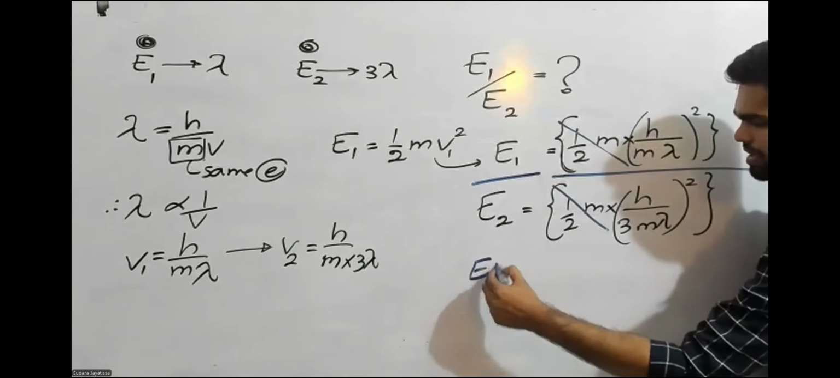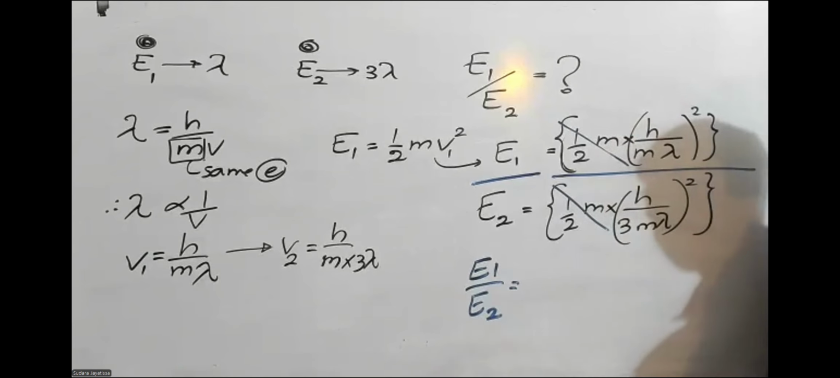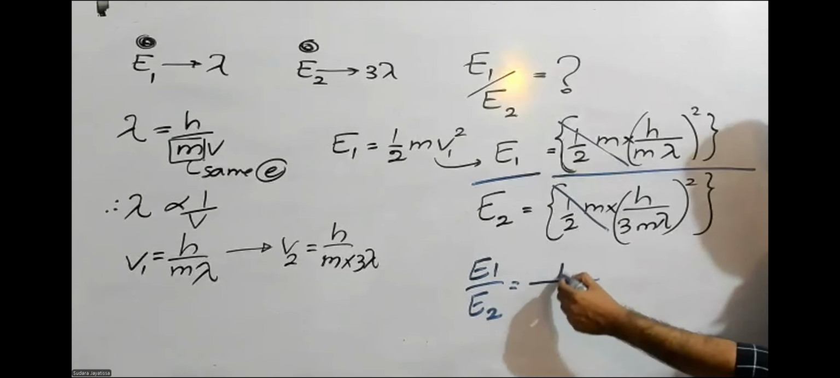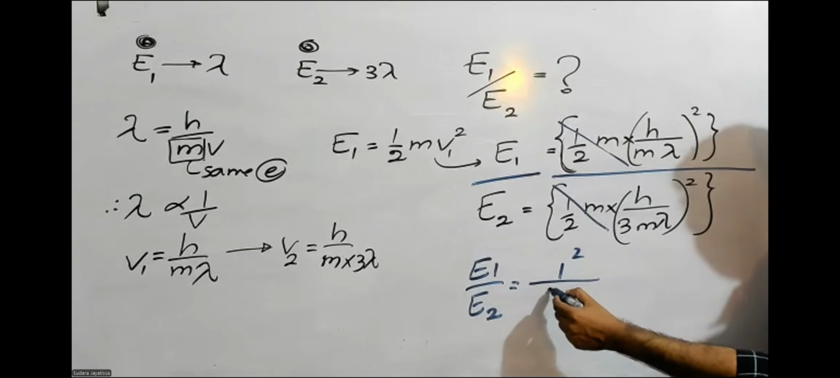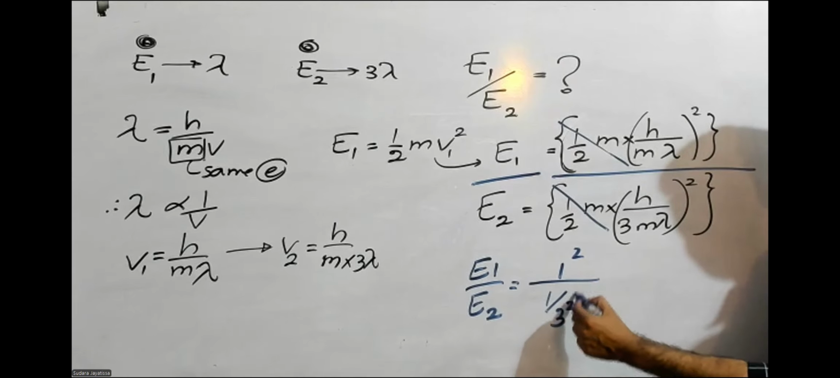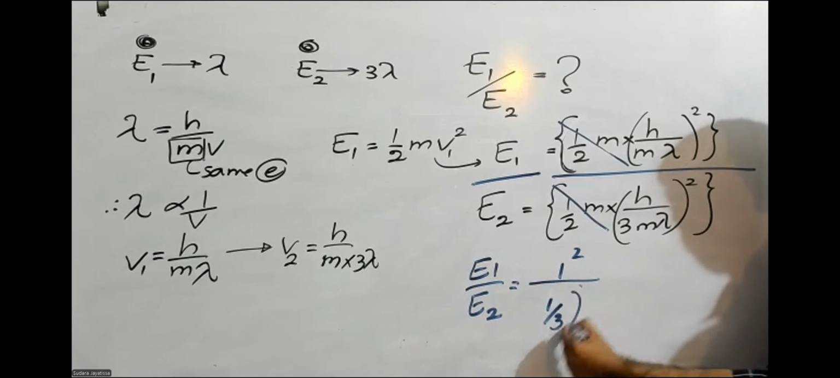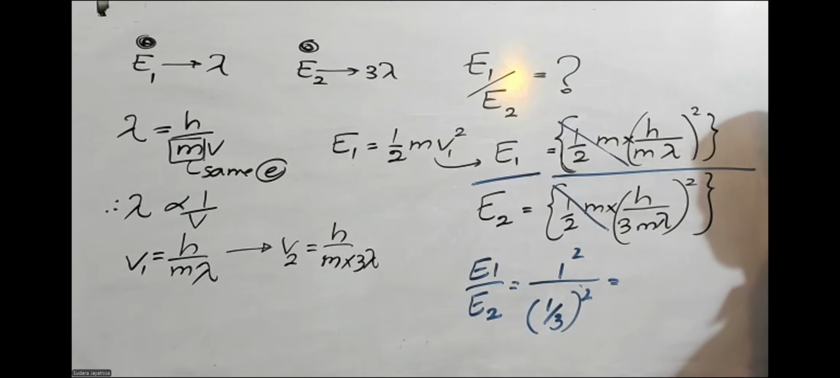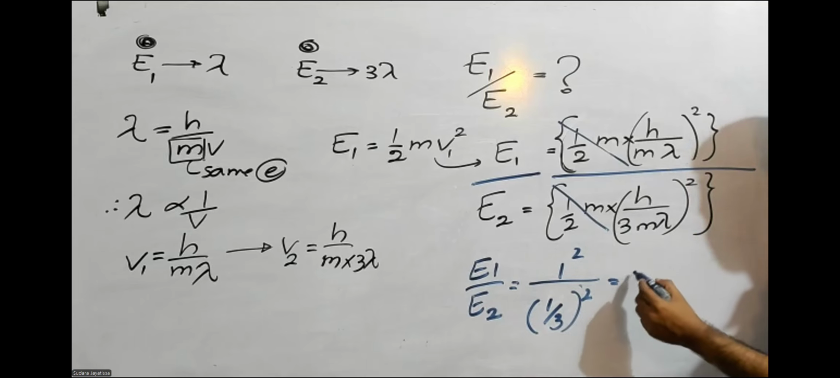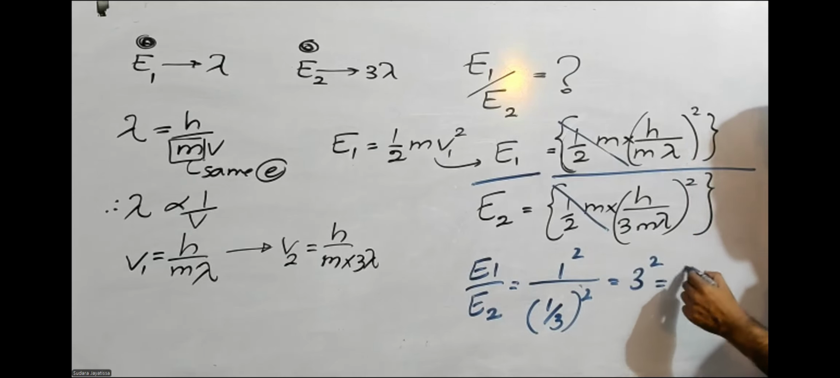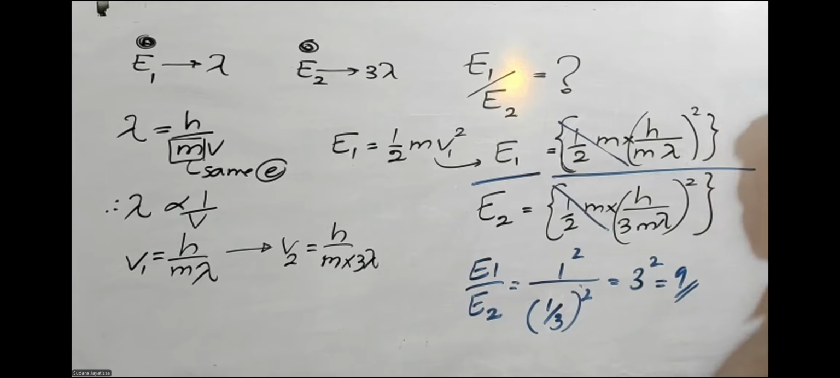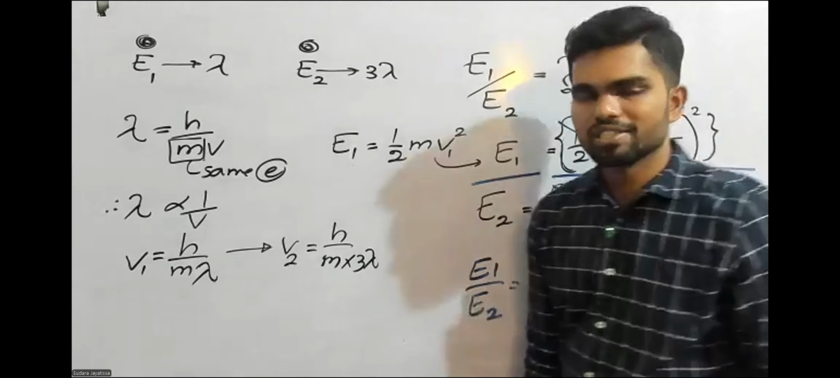Okay, so what's going to be there? E1 over E2 is equal to, h is going to get cancelled, lambda, m, everything will be cancelled. Okay, so here you will have 1 square. Here you will have 1 over 3 square. That means this 3 will come above as 3 square. That means it's going to be 9. So 9 is the E1 over E2 ratio. And then you can do some elimination also here.